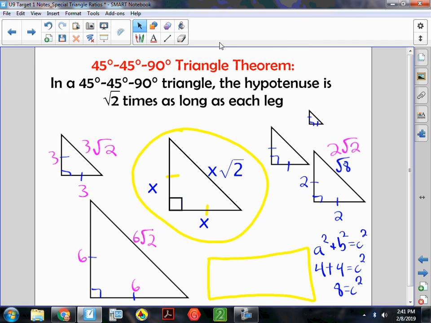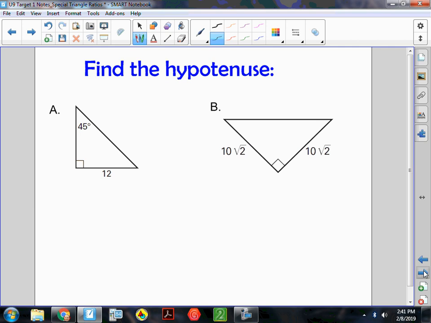The ratio for a 45, 45, 90 triangle is 1, 1, square root 2. And so in the yellow circle there, you see x, x, x root 2. Another way to do that is 1, 1, 1 root 2. Here are some problems or examples on how to use that. Finding the hypotenuse: we have a side length. In the first problem, A, we have a side length of 12.